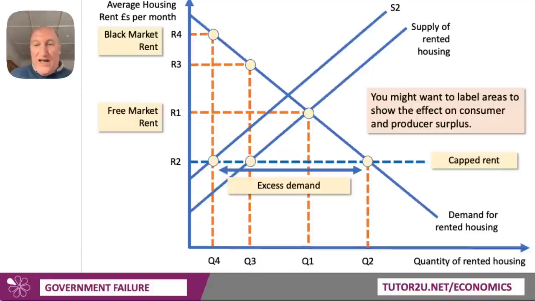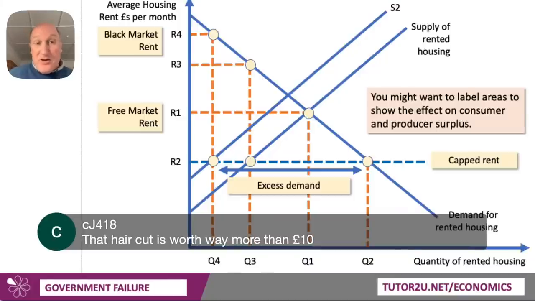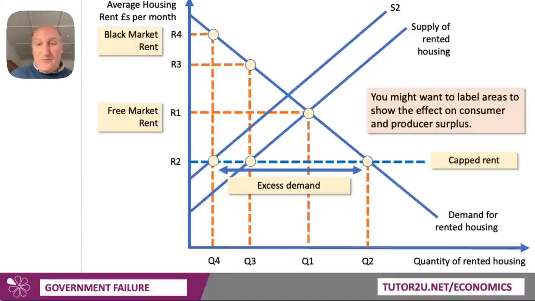CJ418 says that haircut is worth way more than £10. Well, that's true, it really is. So I got some consumer surplus from it because I was willing to pay about £12. So £2 consumer surplus isn't bad at all.